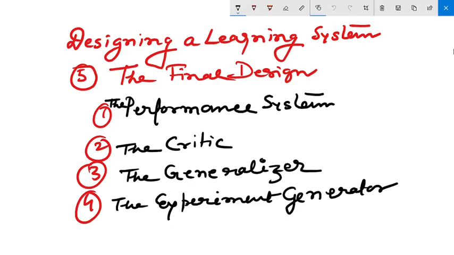The second module is the critic. The critic takes as input the history or trace of the game and produces as output a set of training examples of the target function. That means the function V, that is, the function VCAP, as shown in the diagram.